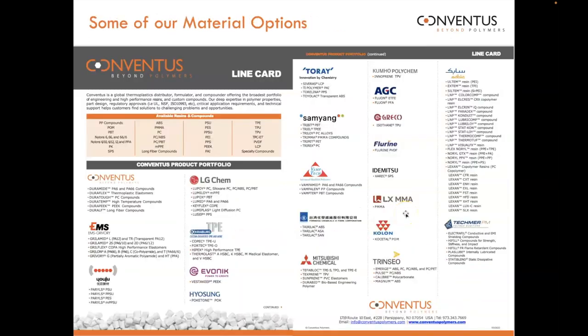I'll leave you today with a list of some of the material options we have here at Conventus. It's quite a complex list, but we are here to help you pick the proper resin for your application based on what it needs to do, including flow, heat deflection temperature, chemical resistance, and a lot of the other things to consider when picking a resin and digging further than just what you see on a datasheet.